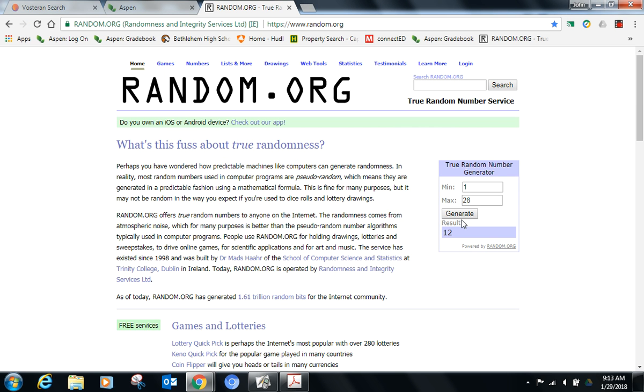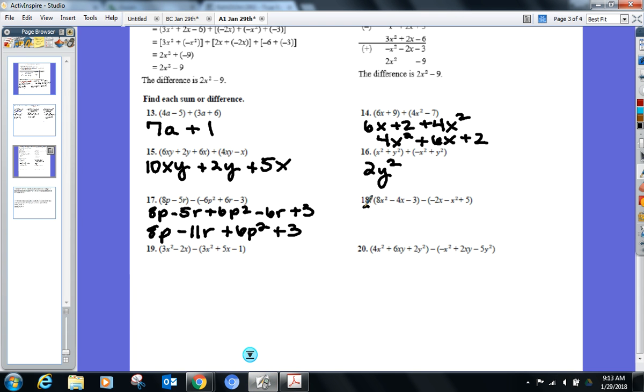Whoo, 12 again. 12. Greg, ready? Okay, the first polynomial stays the same. I don't touch that one. I only touch the ones with subtraction signs out in front. Here you go. What's that negative 2x becoming, Greg? Plus 2x. Keep it rolling.